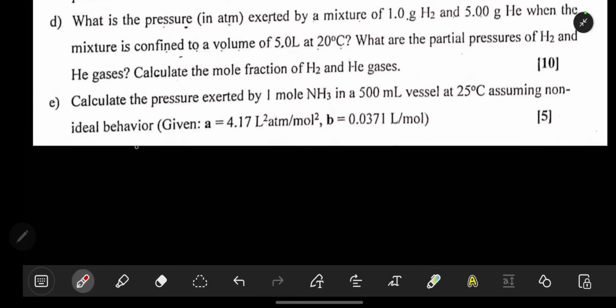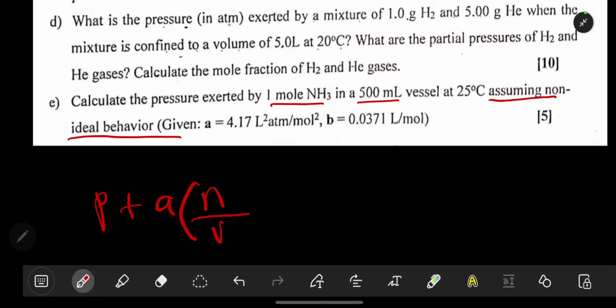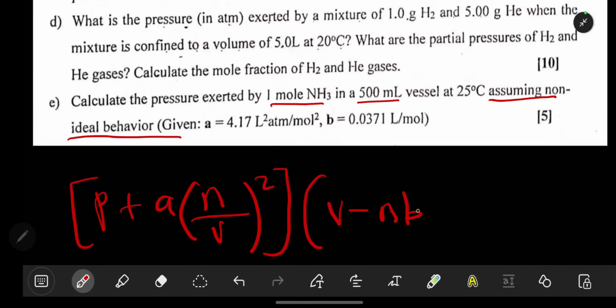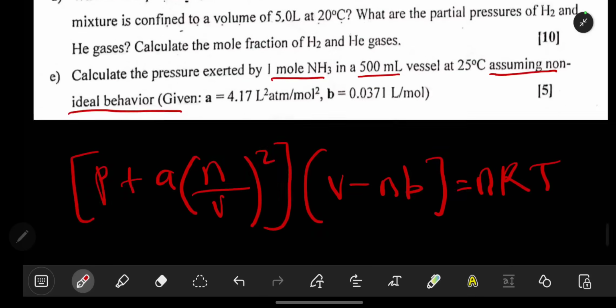So for E, it says calculate the pressure exerted by 1 mole of ammonia in this vessel, assuming non-ideal behavior. So we are going to have P plus a, then N over V, squared, times V minus nb, should be equal to nRT. So this is the equation.